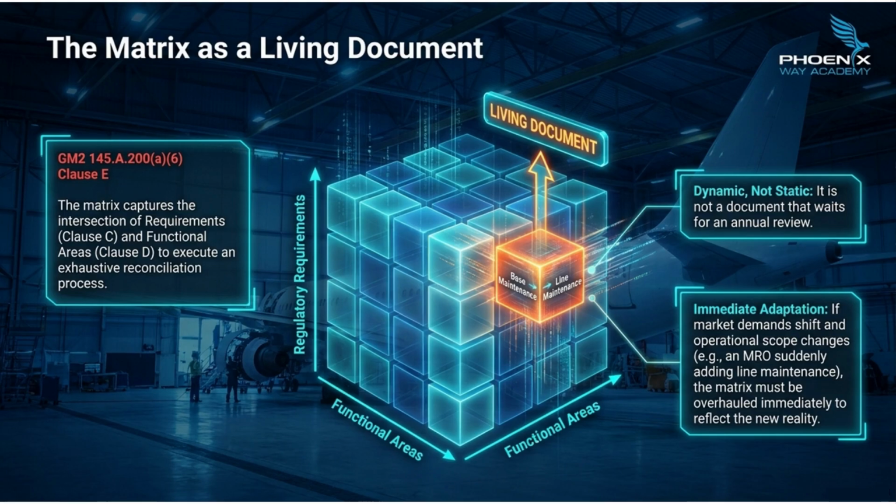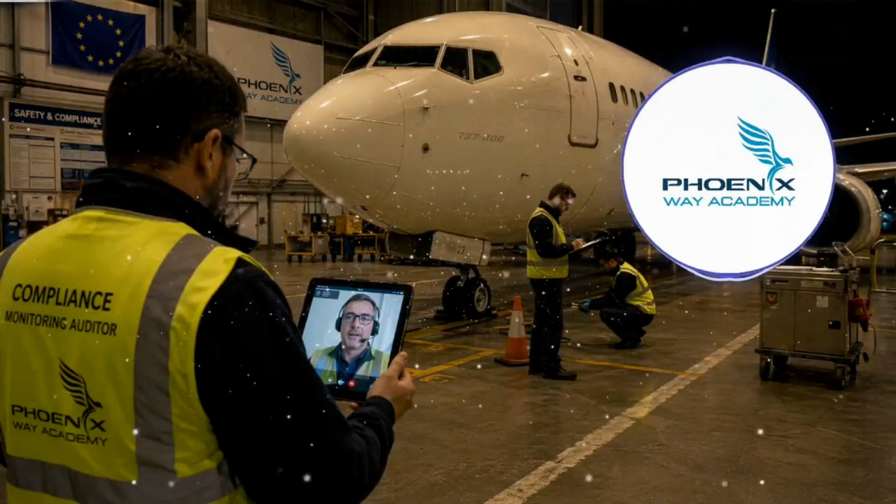Oh, I bet. Your matrix essentially fuses the regulatory requirements from Clause C with the functional areas from Clause D. The guidance material provides a great real-world example here. Think of a base maintenance organization that currently doesn't have airworthiness review privileges. Okay. If market demands shift and that organization suddenly adds line maintenance to their operational scope, that matrix must be overhauled immediately. It cannot just sit there and wait for an annual review. Because it's a living document.